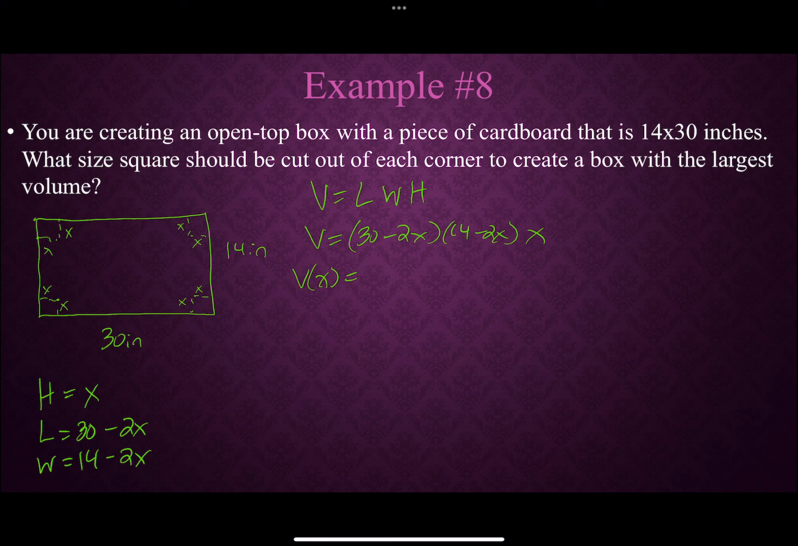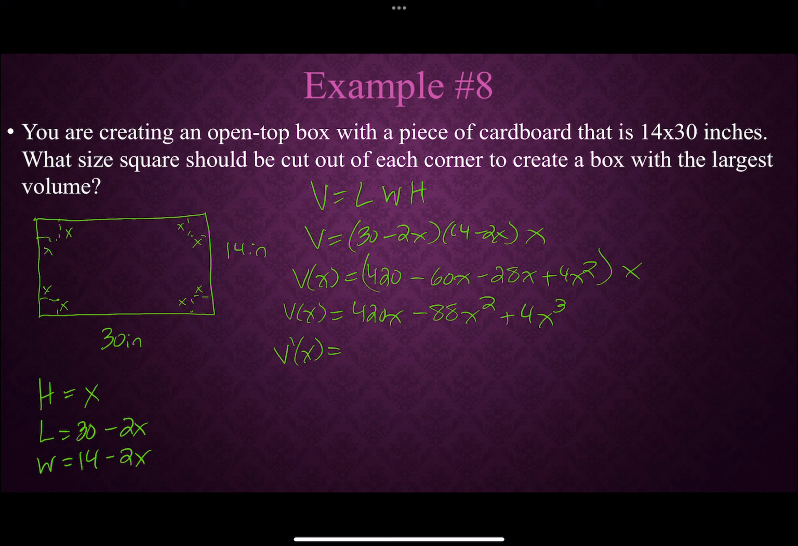So V of x is going to be, our 30 times our 14 is going to be 420. And then minus 60x minus 28x plus 4x squared. The whole thing is going to multiply with x, which is going to give us 420x. 60 and 28 make 88, so it's going to make a negative 88x squared. And then plus 4x cubed. So we go ahead and take our derivative, because we're trying to find our critical points.